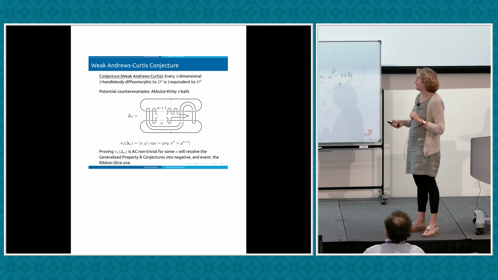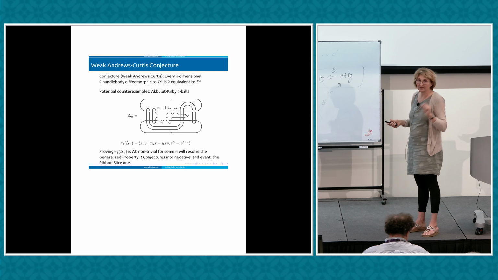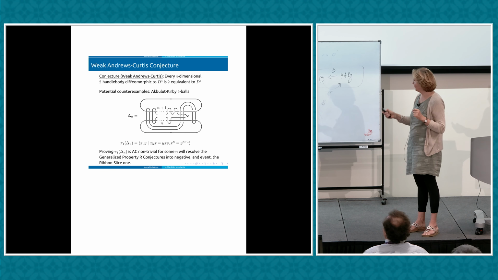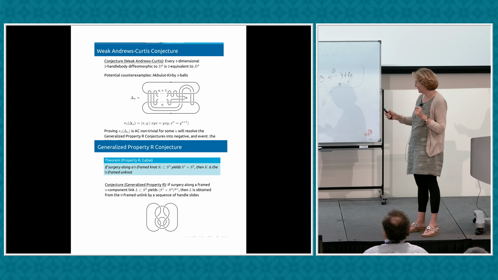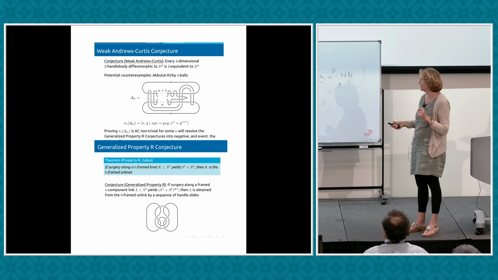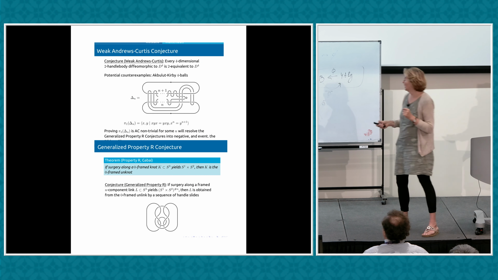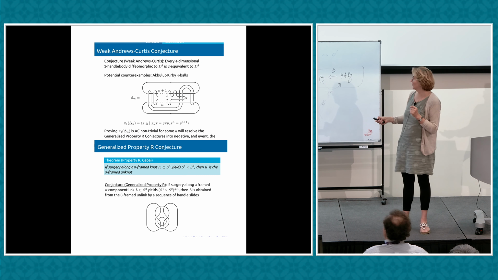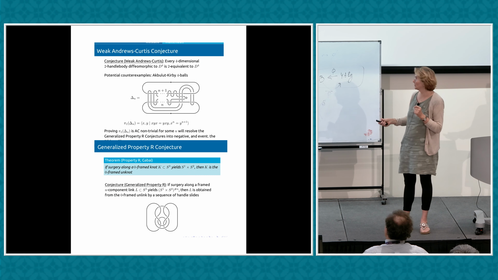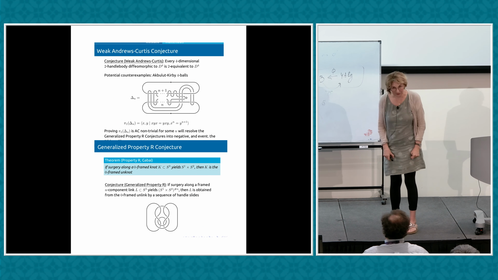And just let me finish by saying that if you were able to provide a counterexample to this conjecture, then you would probably be able to prove the Slice-Ribbon theorem and also the generalized Property R, which generalizes the famous Gabai fact that every surgery on a zero-framed knot which provides S1 times S2 is actually a surgery on the unknot. Thank you very much.